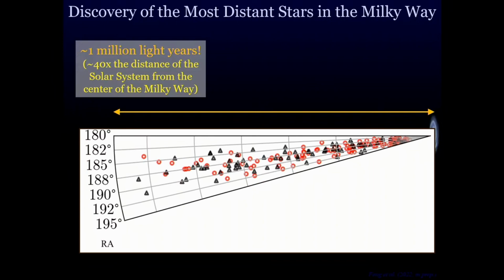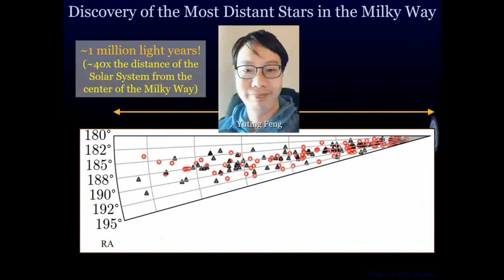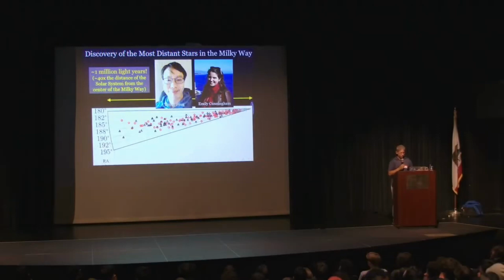And it's about 40 times. These stars are located about 40 times further away than the distance of our solar system from the center of the Milky Way. All right. This is the work of Yuting Feng, who's a PhD student at UC Santa Cruz, and a former PhD student of mine, Emily Cunningham, who's a postdoctoral fellow at Columbia University in New York City.